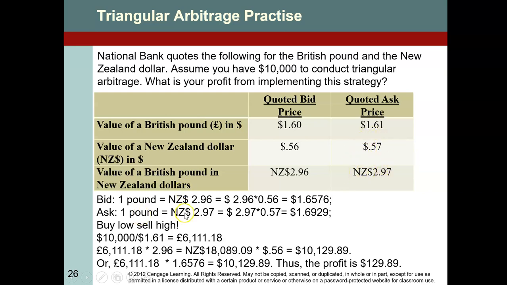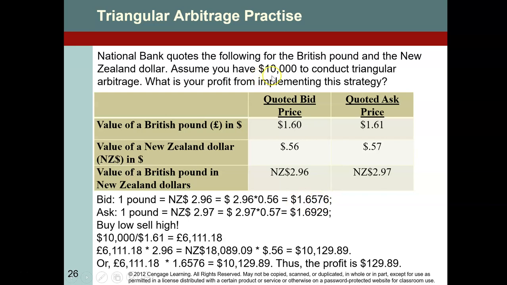So we know £1 is 2.97 New Zealand dollars, and it is 2.97 multiplied by 0.57, which is 1.6929 US dollars, which is again higher than this ask price. So we can buy low at the low ask price and sell at the high bid price.